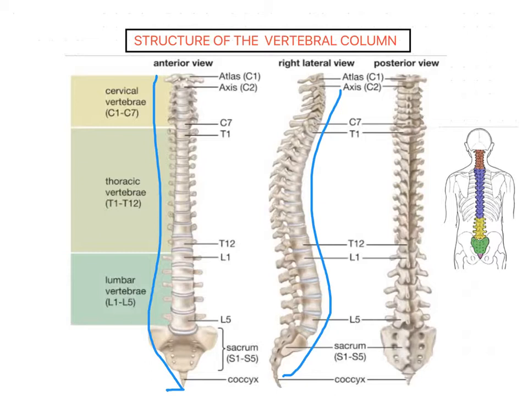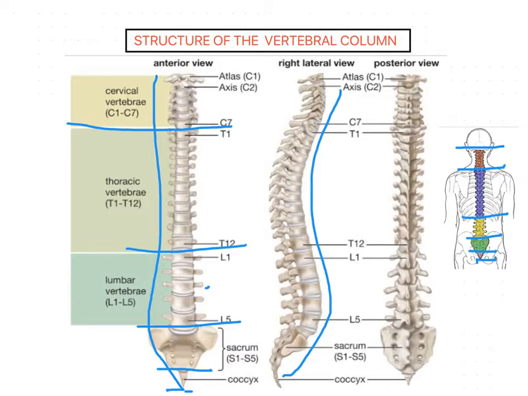And this vertebral column is divided into 5 regions. One is the cervical region, next is the thoracic region, then the lumbar region, sacral and coccyx. Here you can differentiate them. So this one is the cervical, thoracic, lumbar, sacral and coccygeal regions.